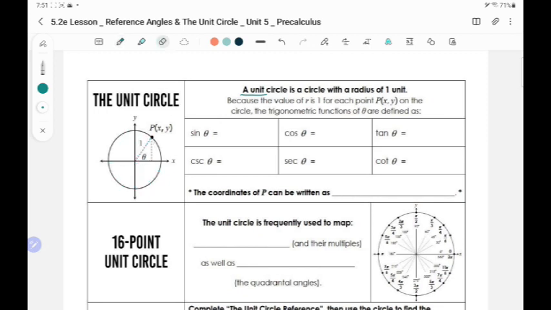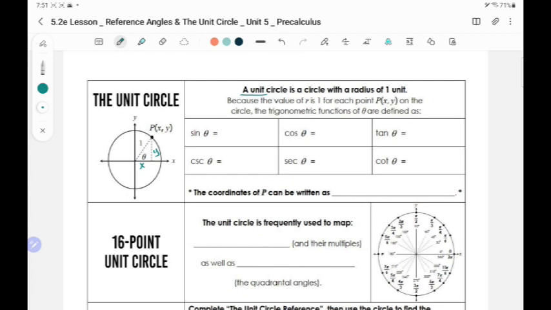Now imagine you're looking at this right triangle that we have right here. The hypotenuse is what equals 1, right? So here we go. Because the value of r is 1 for each point P(x, y), the x and y value on the circle, the trigonometric functions of theta are defined as, so here's what we need to know. We have x and y as our two distances, okay?